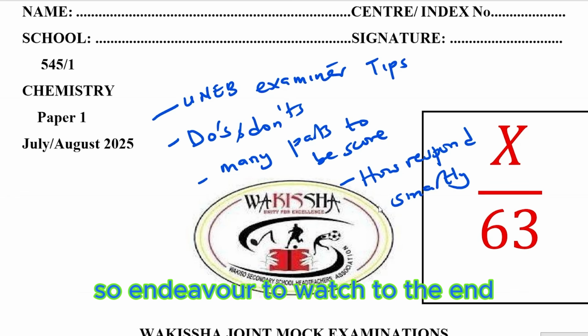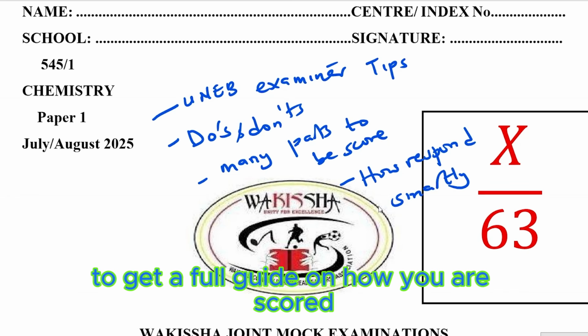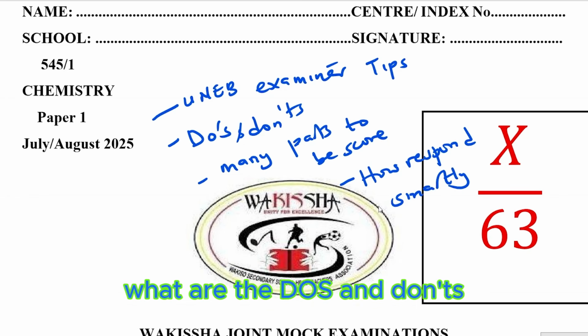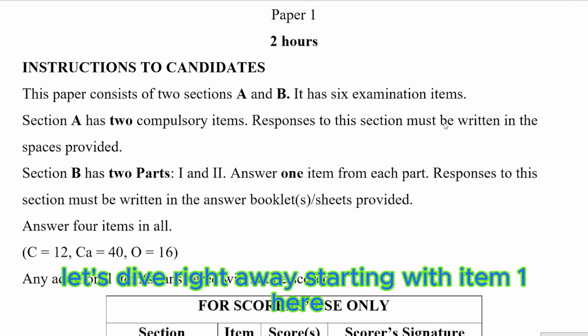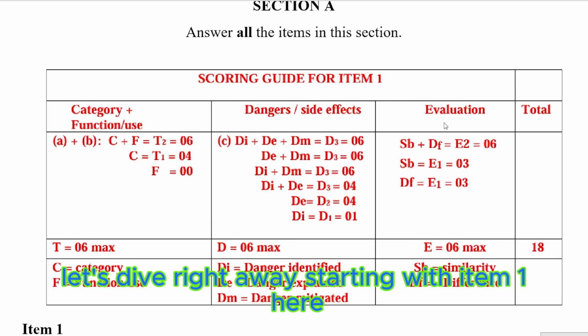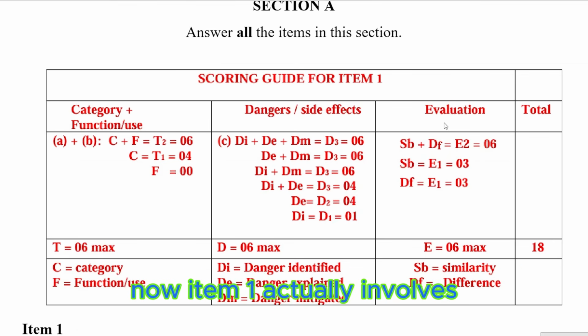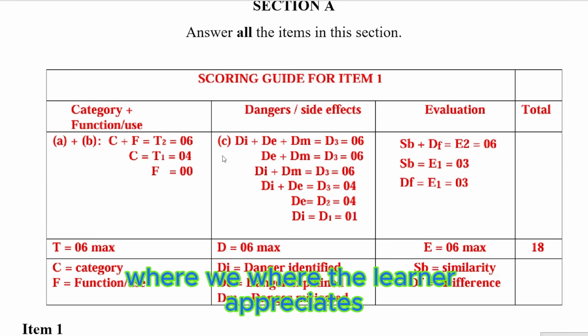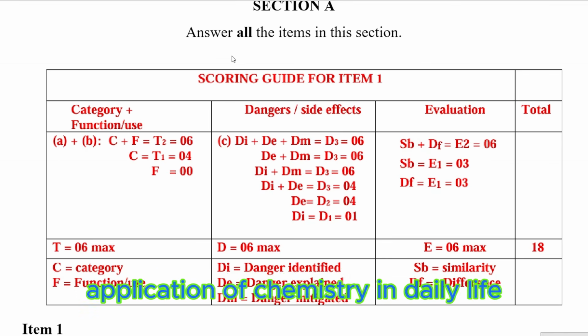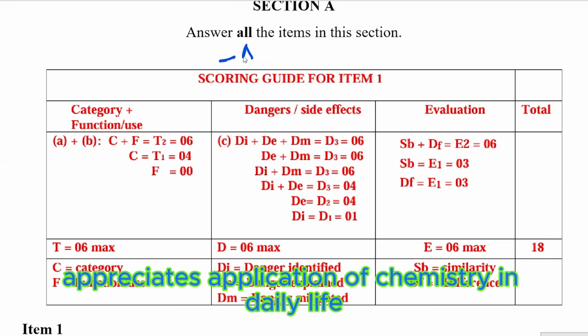So endeavor to watch to the end to get a full guide on how you are scored, what are the do's and don'ts, what parts take most scores. Let's dive right away starting with item 1 here. Now item 1 actually involves what we call element of construct 2, where the learner appreciates application of chemistry in daily life.